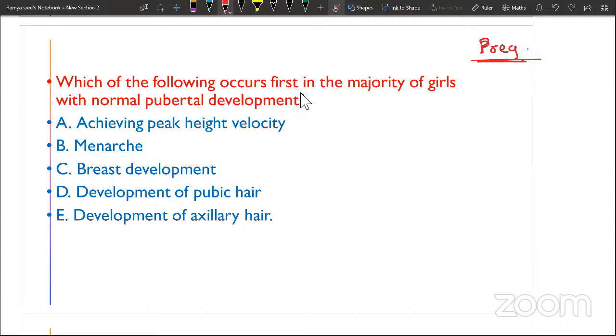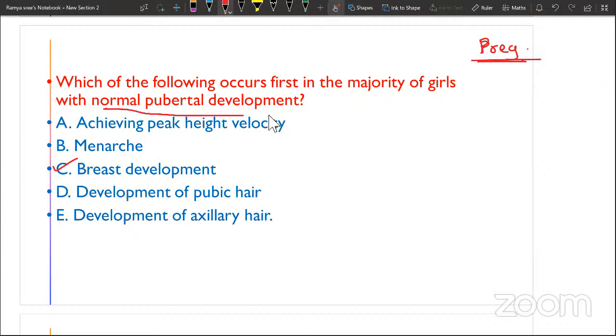Which of the following occurs first in the majority of girls with normal pubertal development? Achieving peak height velocity, menarche, breast development, development of pubic hair, development of axillary hair. Very good, Shankar. Shankar is actually providing the answer. The correct answer should be this followed by this. So ideally the correct answer should be growth spurt, but I don't have the growth spurt option. So obviously I'll go with breast development.